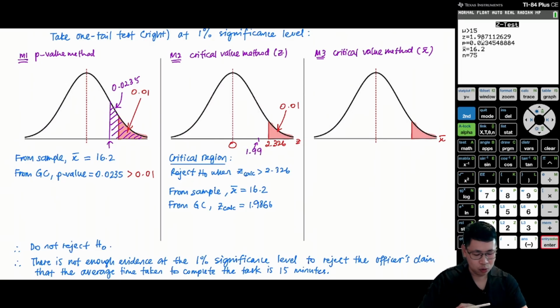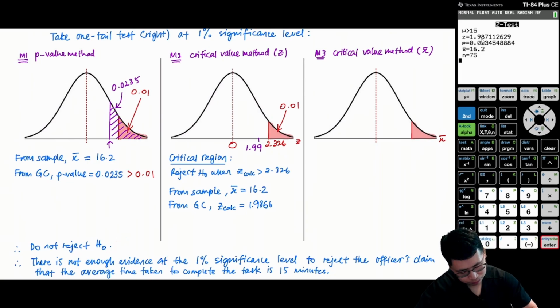This value 1.99 is over here, before our 2.326. So the value lies outside the rejection region, and because of that, we do not reject H naught and there's not enough evidence and so on. Now for the third method, for completion, same thing, we can establish our critical region.